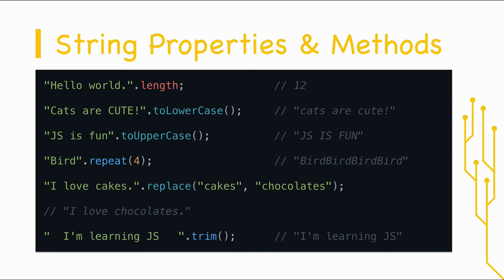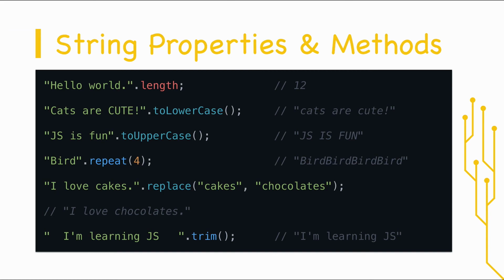Finally, we'll talk about the trim method. The trim method is a very useful method as well. So what does the trim method do? Basically, the trim method can be used to trim or delete extra white spaces from the beginning and end of a string. So in this case, we have a string that says, I'm learning JS. However, as you can see at the beginning and at the end of the string, we have a lot of extra white spaces. We might not want these in our code. So we can use the trim method to trim off these extra white spaces from the string.